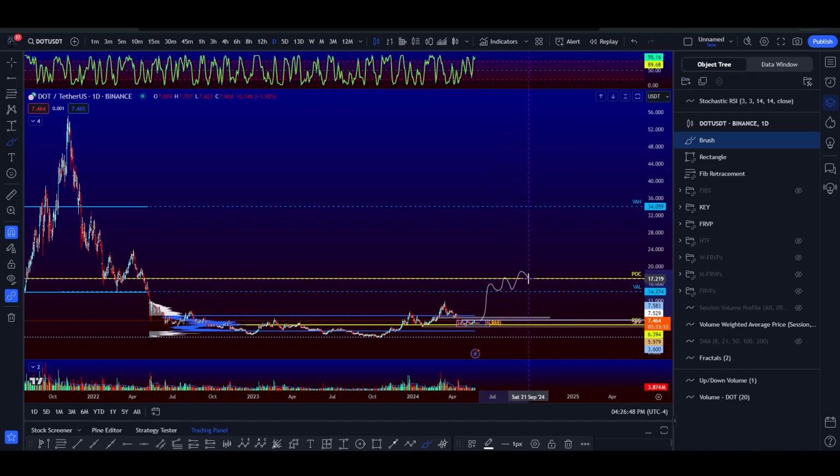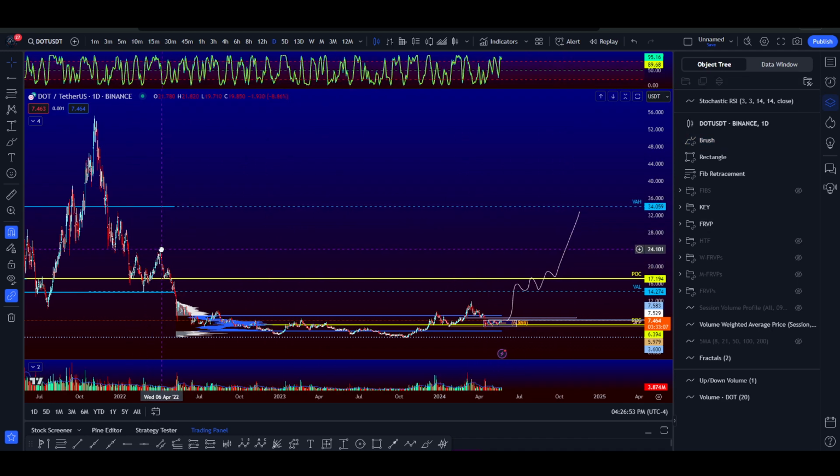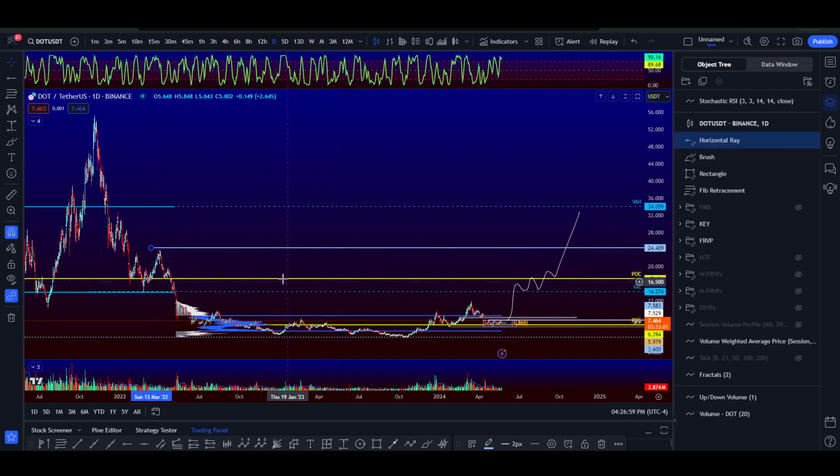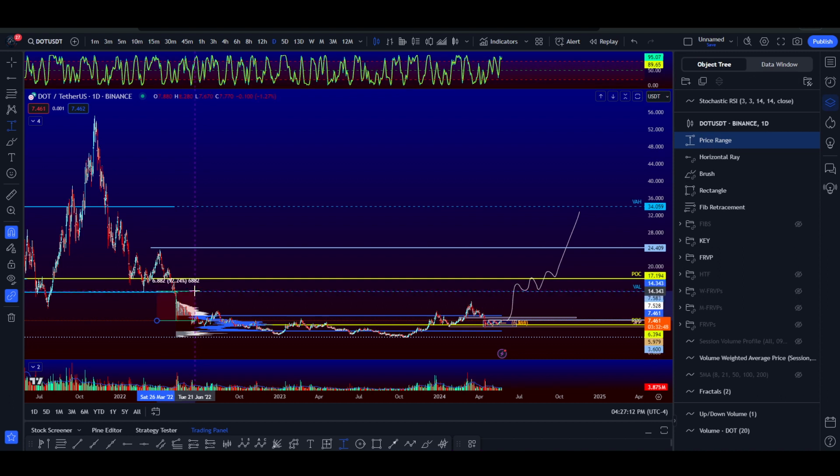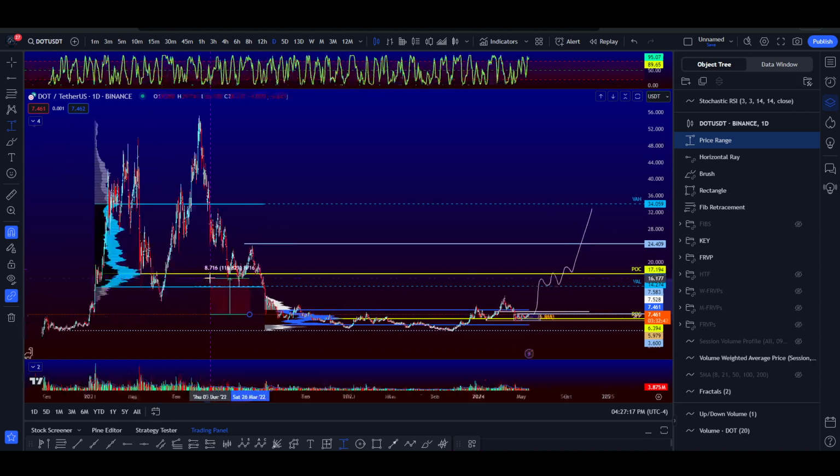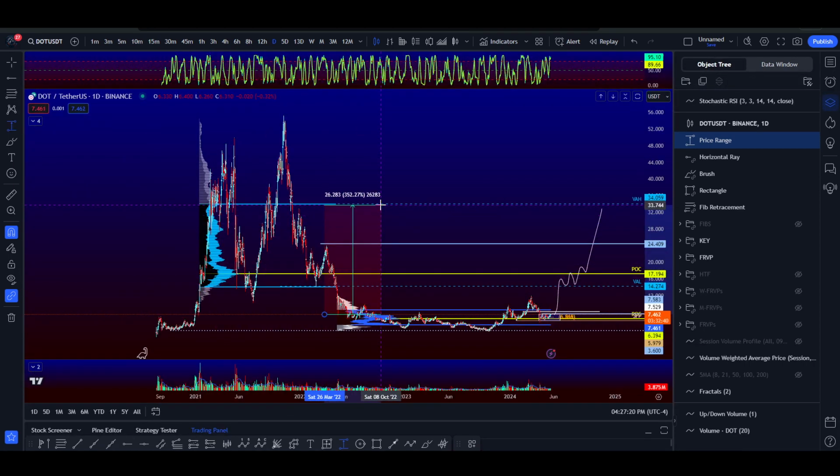But once we flip that point of control, not much really stopping us before we get to the value area high, right? We do have a little bit of a resistance at this level here, right? But once we flip that point of control and price starts to move up, I would expect us to go and target the value area high. And from where we are trading right now, that would be currently, let's see here, 92% to the value area low, 132% to the point of control, 352% to the value area high, and it's over 600% to the all-time highs.